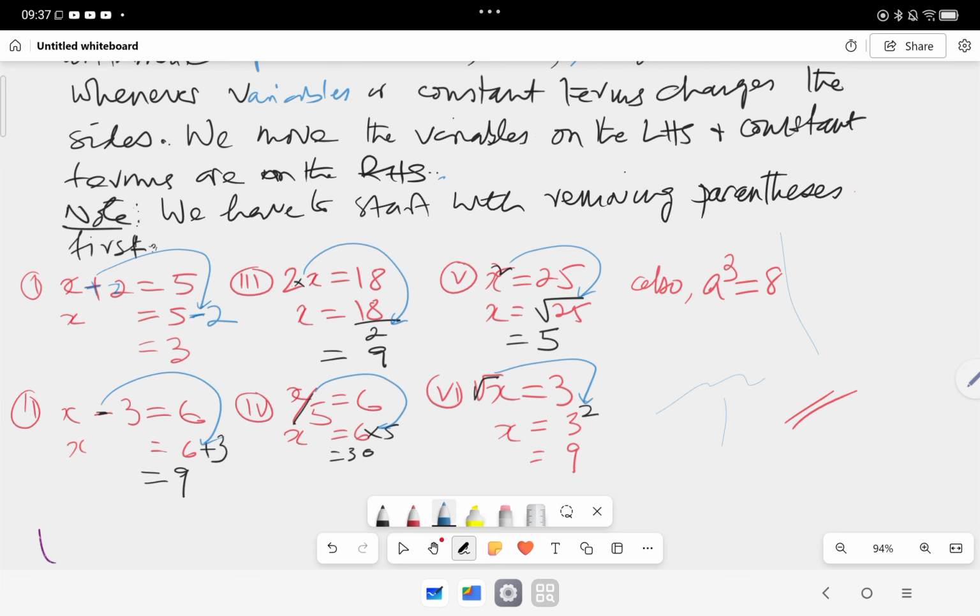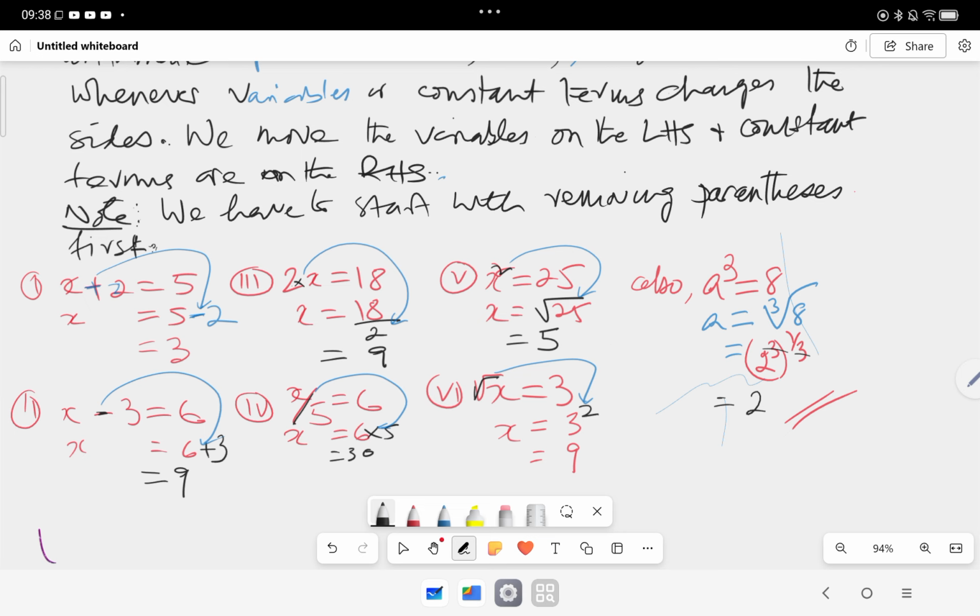Then we have something different, say x cubed equal to 8. As I said, you have the cube root. This can be written as 8 to the power 1/3. Cube root means 1/3 power. Now we can cancel this 3 with that, which will give us 2. This is a simple example.